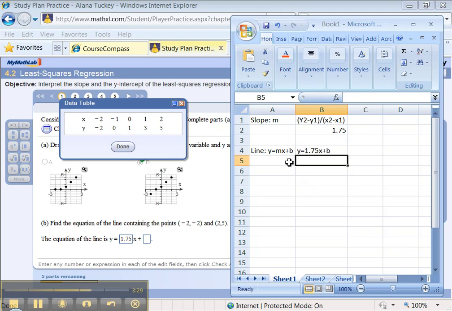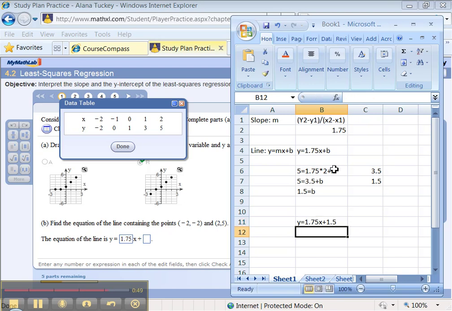What you can do is substitute. I know that 5 is equal to 1.75 times 2 plus b, and you can solve this equation for b. The first thing you want to do is figure out what 1.75 times 2 is. There it is, 3.5. So it's really 5 equals 3.5 plus b. You'd subtract 3.5 from both sides, so let's figure out what 5 take away 3.5 is. There it is. So 1.5 equals b. That means my equation is y equals 1.75x plus 1.5.